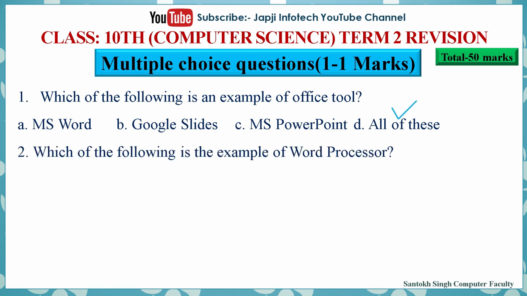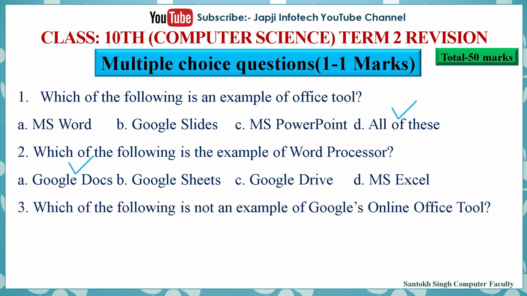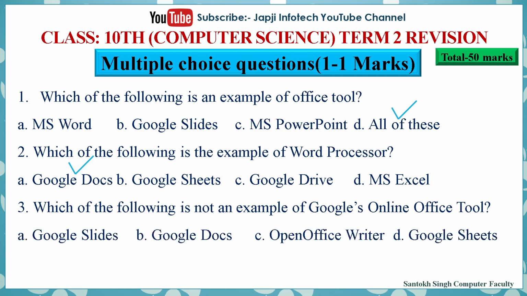And second one is, which of the following is the example of word processor? And their options are Google Docs, Google Sheet, Google Drive, and the last one is MS Excel. And the right answer is Google Docs. And third one is, which of the following is not an example of Google's online office tool? And the options are Google Slide, Google Docs, Open Office Writer, and the last one is Google Sheets. And the right answer is Open Office Writer.